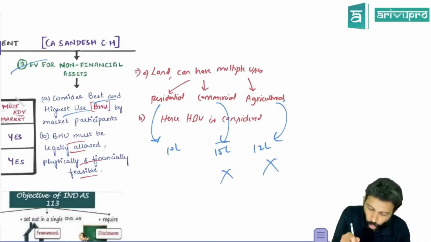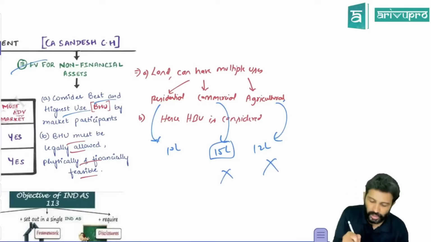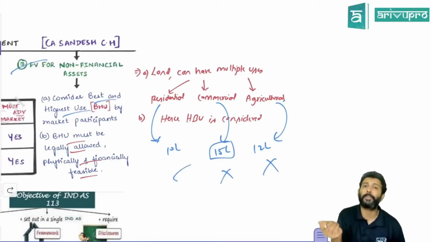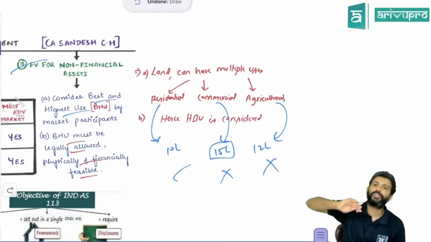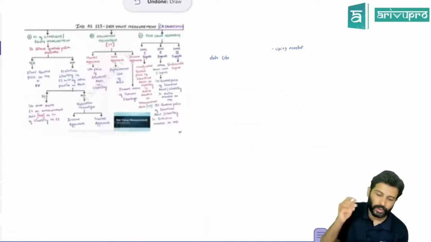That means what? Though the highest and best use is commercial purpose, is that possible? Is it legally possible? No. That means your highest and best use in this case will be what? 10 lakh of residential purpose. If all the three were permissible, then you will consider the highest and best use. In that case, it will be 15 lakh commercial purpose. So highest and best use should be legally and financially possible. That is one.